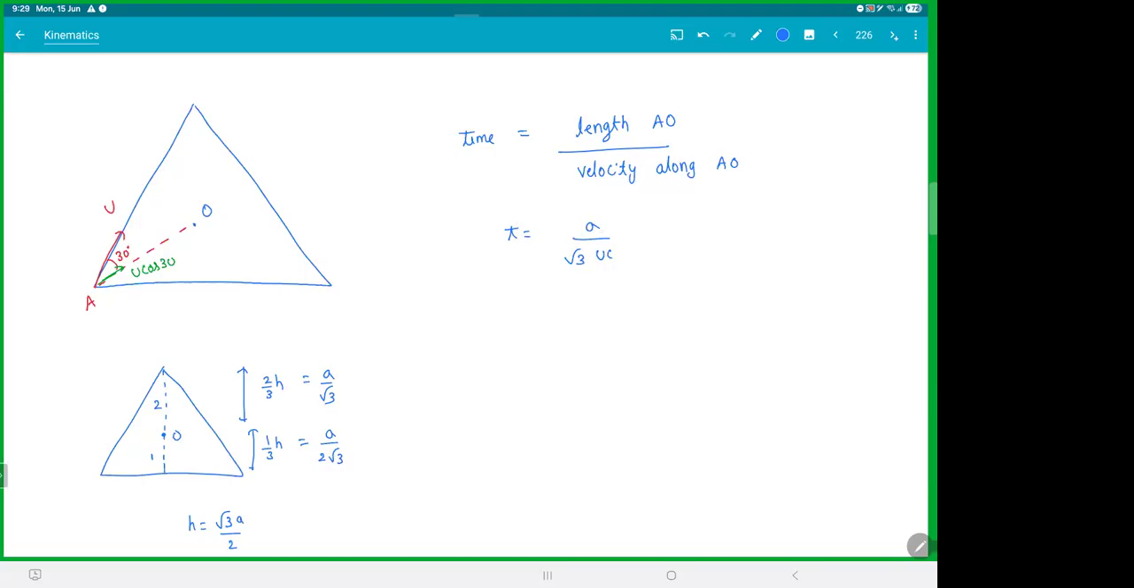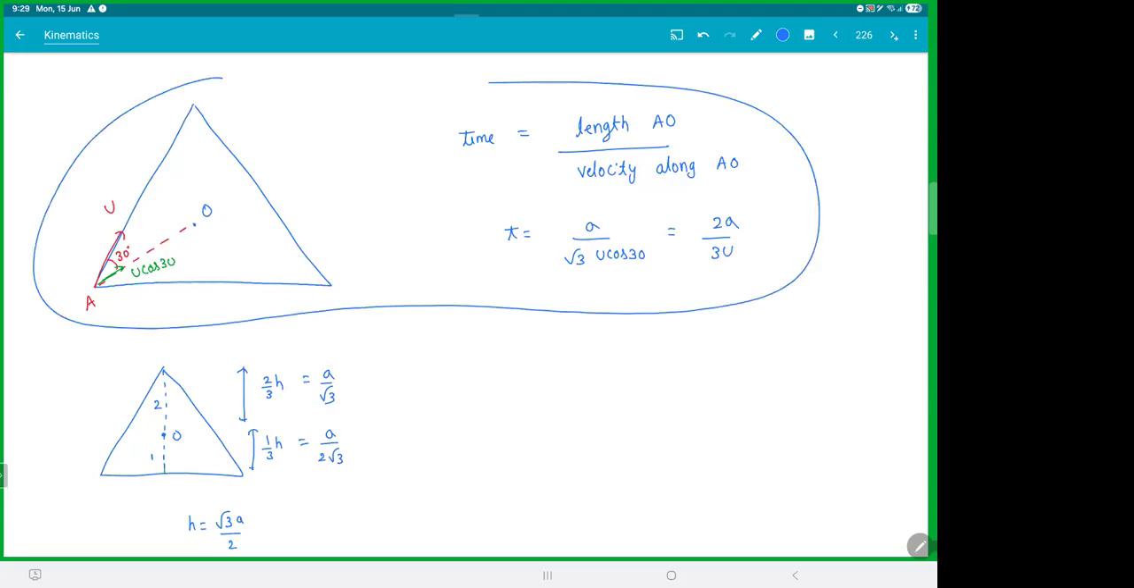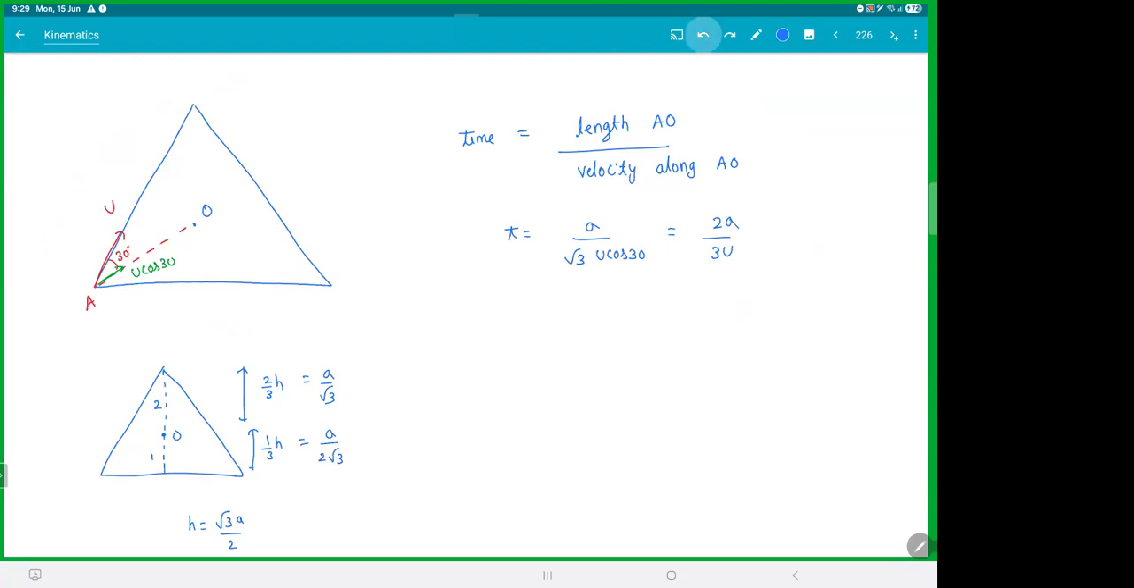The velocity is u cos 30. Cos 30 is √3 by 2, so the time is 2a by 3u. So in the exam, actually you will do this much. Is that making sense? This is what you always do. You have to see where they're meeting, see what is happening to the velocities, and you finish it off. And what is the distance traveled?